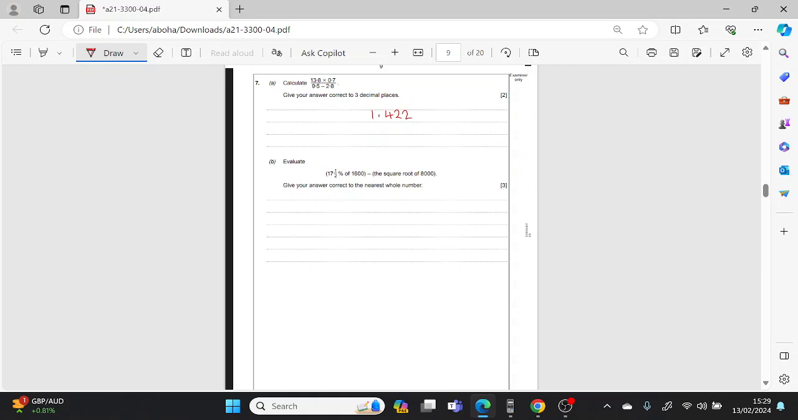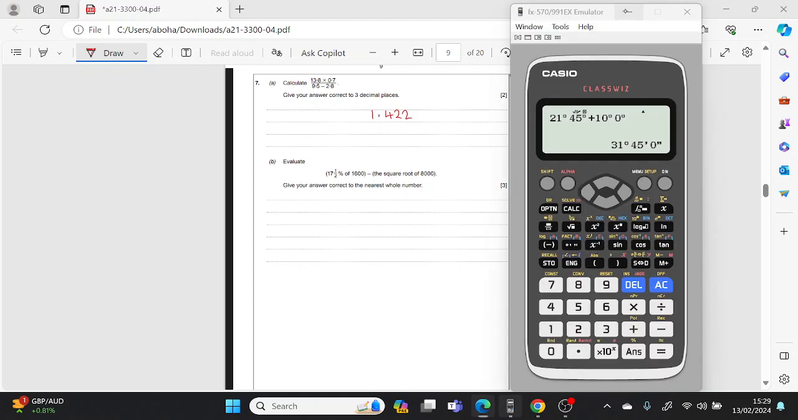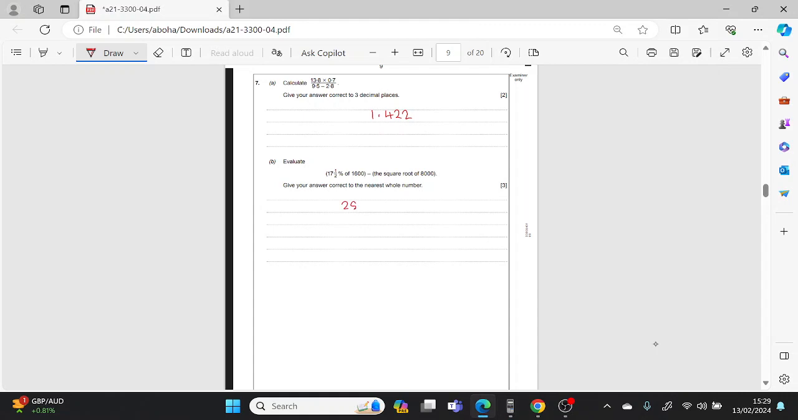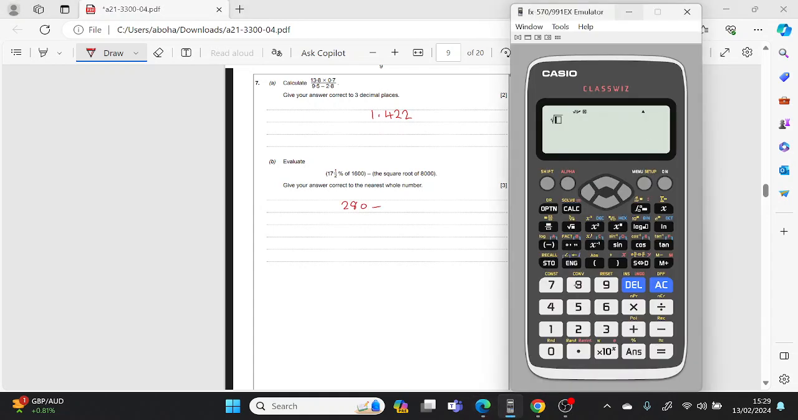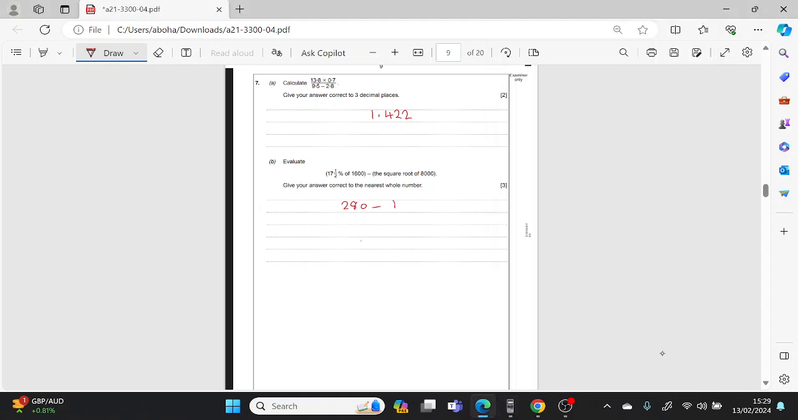And then, a slightly different way of them asking this. I think they're just trying to see if you can use the calculator properly here. So it's 17.5%. What I would do is 17.5% times 1600. That's 280. Minus the square root of 8,000, which is 40 root 5.